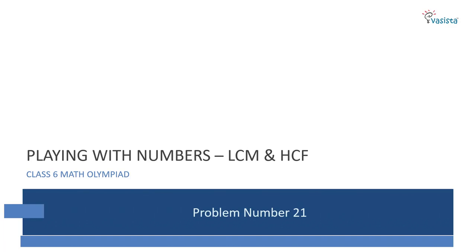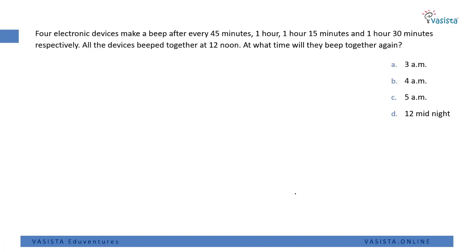Let us go with the 21st problem. Four electronic devices make a beep after every 45 minutes, 1 hour, 1 hour 15 minutes and 1 hour 30 minutes respectively. All the devices beep together at 12 noon. At what time will they beep together again? So at 12 noon they beeped. Now we are supposed to find at what time they will beep together again.